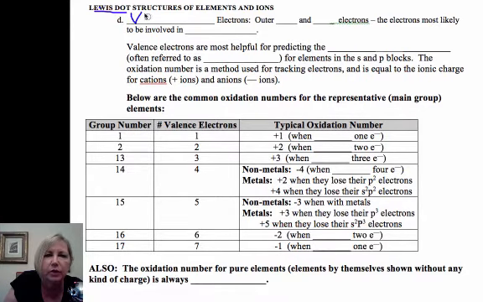Now, when we're talking about Lewis dot structures, it involves the valence or outer S and P electrons, because the outer ones are the most likely to become involved in bonding. The core ones aren't likely to be attracted to another nucleus, but the valence ones might get close enough to be attracted to another nucleus.